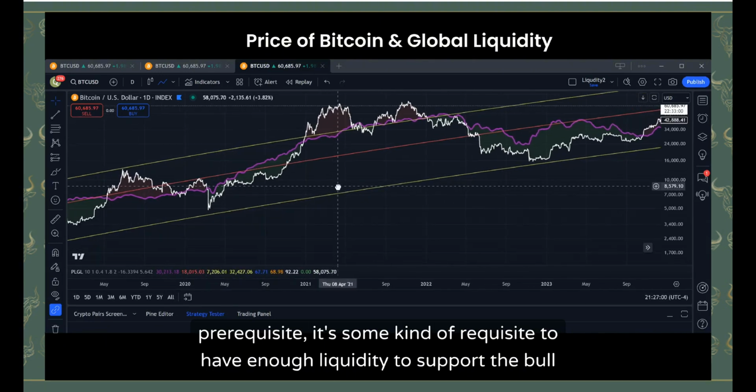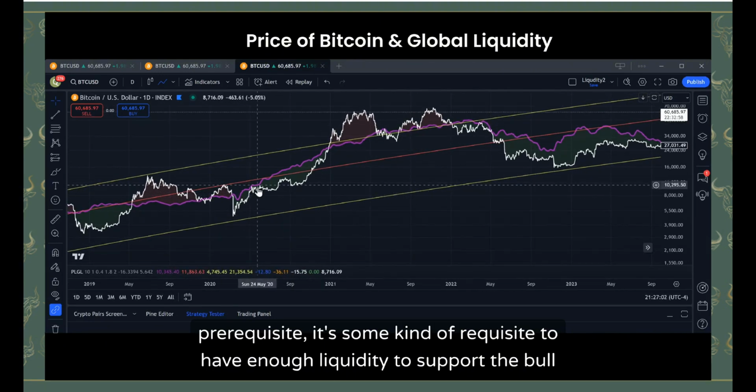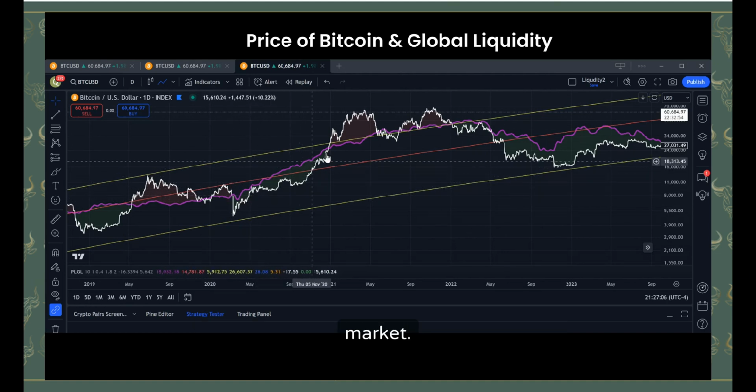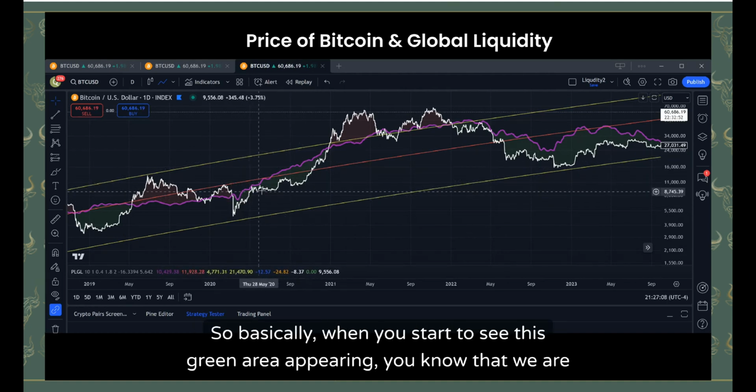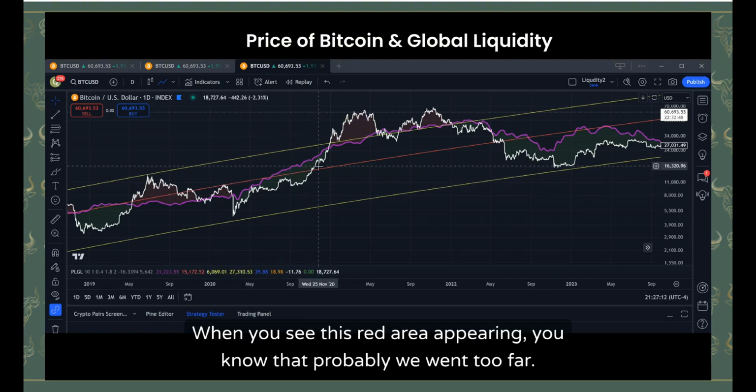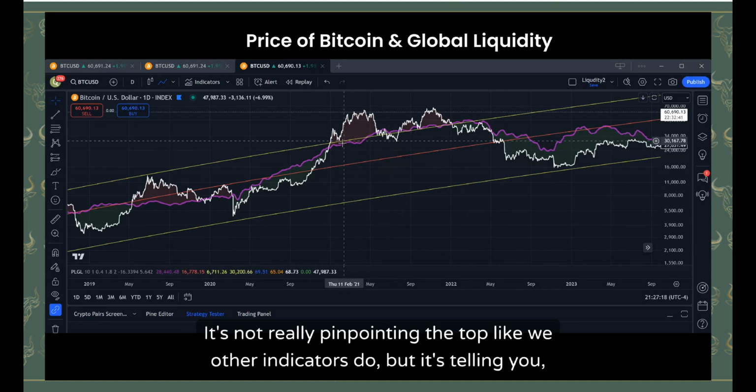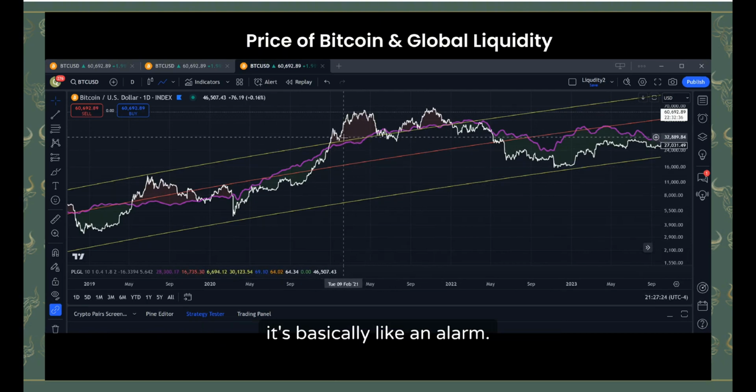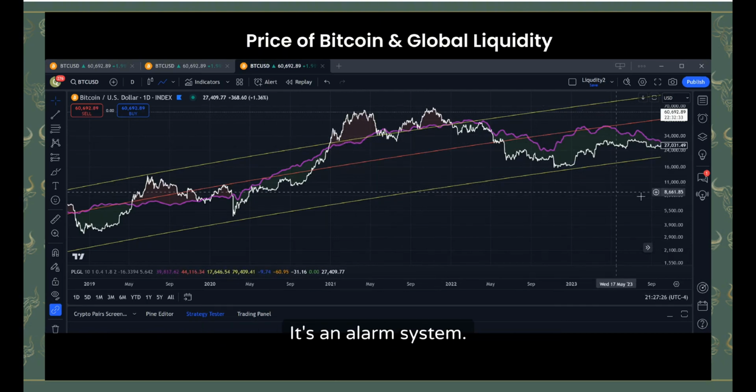It's some kind of requisite to have enough liquidity to support the bull market. So basically, when you start to see this green area appearing, you know that we are ready for the bull market. When you see this red area appearing, you know that probably we went too far. But it's not really pinpointing the top like the other indicators do, it's basically like an alarm. It's an alarm system.